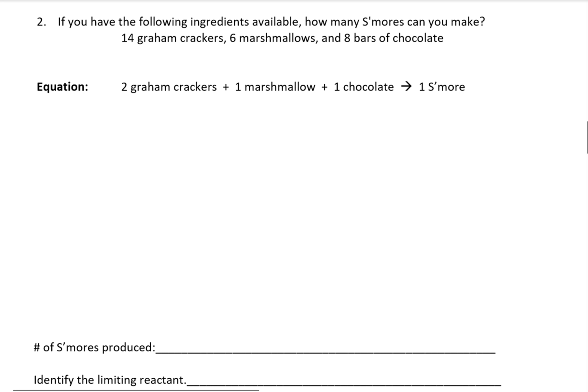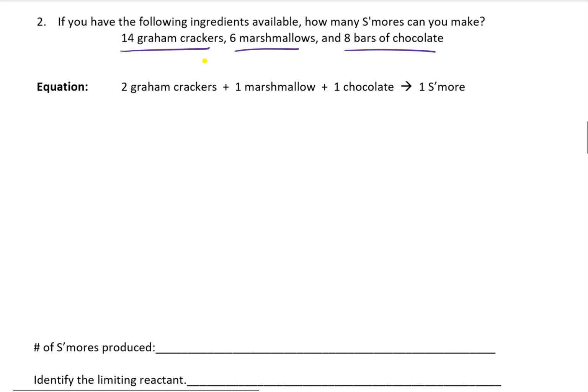In this example, we're still working with s'mores as our chemical analogy. We still have the same balanced equation: 2 graham crackers plus 1 marshmallow plus 1 chocolate will make 1 s'more. But this time I've changed the starting values on you. We're starting with 14 graham crackers, 6 marshmallows, and 8 bars of chocolate.